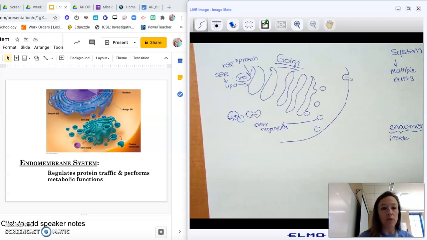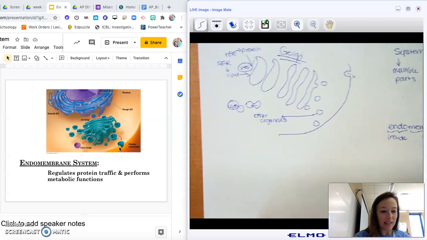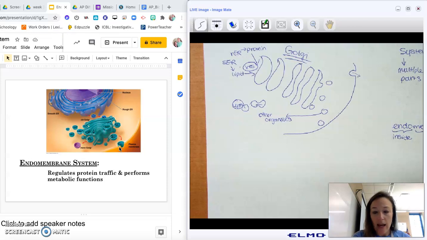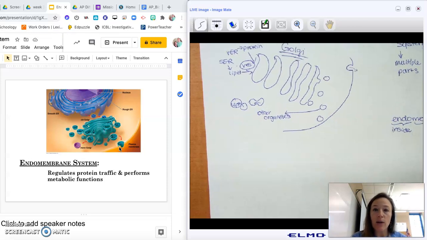I do have this picture up from the PowerPoint because it's a much better picture than what I can draw. So you can see things coming from the rough ER to the Golgi, getting fixed, and then sent out the other side of the Golgi to the cell membrane to be released through exocytosis, which you now know what that is. All right, so I can describe the movement of molecules through that system. So we did that. And then the last one is I can explain why the location of structures in the ER, Golgi, or vesicle is the reverse of the location on the membrane.